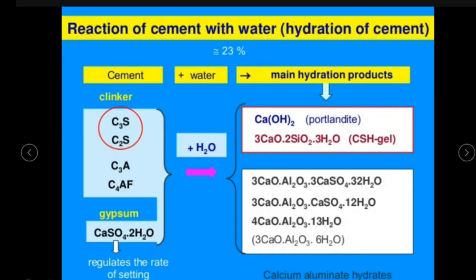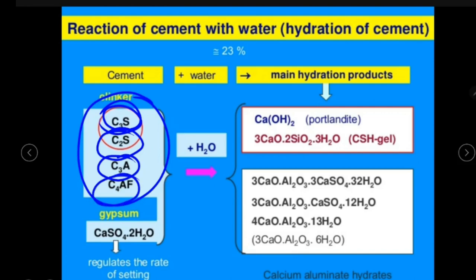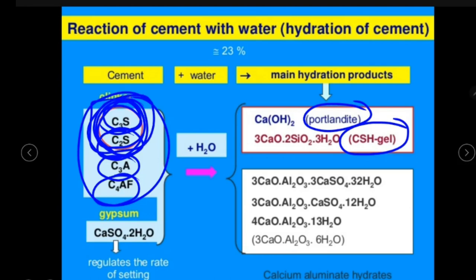Okay, so this is the hydration of the cement, which I've already mentioned earlier. Cement plus water: there are four main compounds in our cement, which are tricalcium silicate, dicalcium silicate, tricalcium aluminate, and also tetracalcium aluminoferrite. When in contact with water, the two calcium silicates, the silicates family, will form portlandite, which is calcium hydroxide, and also C-S-H gel. This C-S-H gel is an abbreviation for calcium silicate hydrate. If you want to achieve higher strength of the cement, we should increase the C3S and C2S portion. Okay, so we continue.